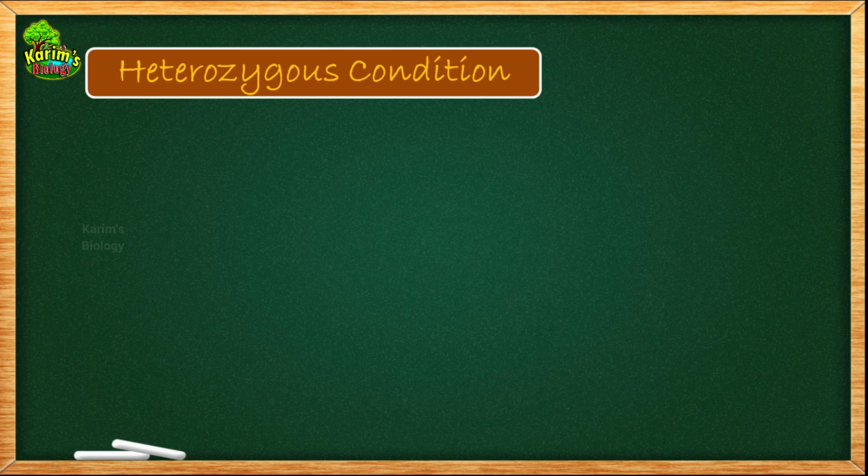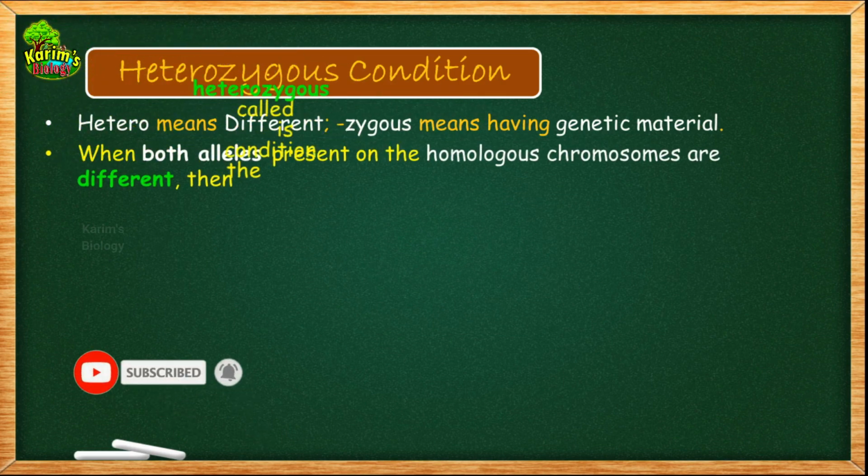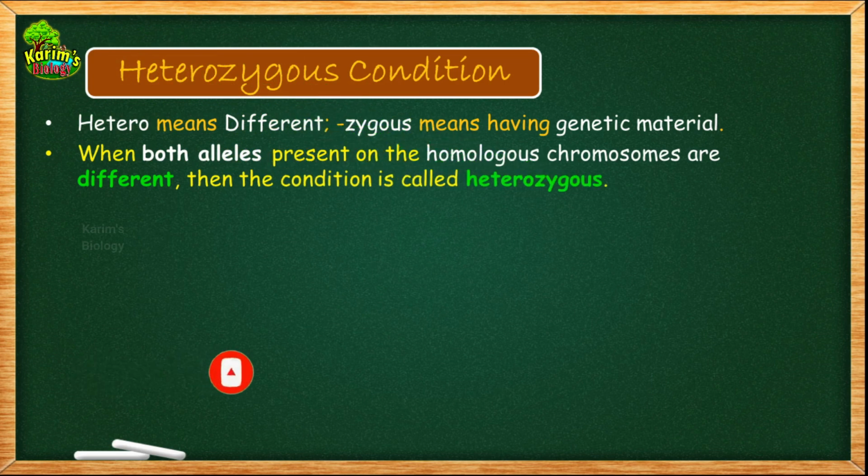Now let us talk about heterozygous condition. It is opposite to homozygous condition. Hetero means different, zygous means having genetic material, and when both alleles present on the homologous chromosomes are different, then the condition is called heterozygous condition.